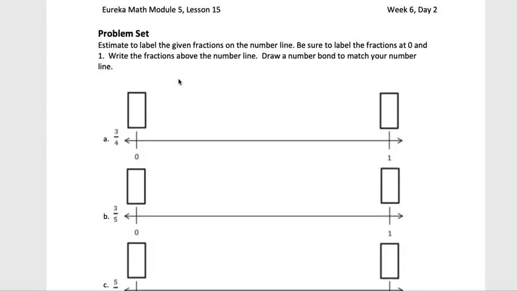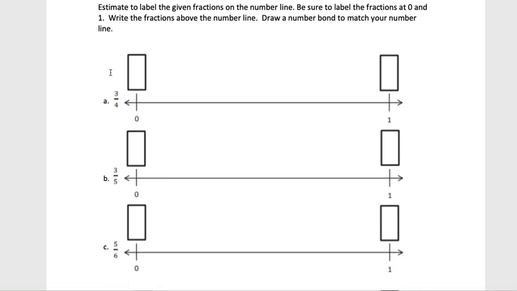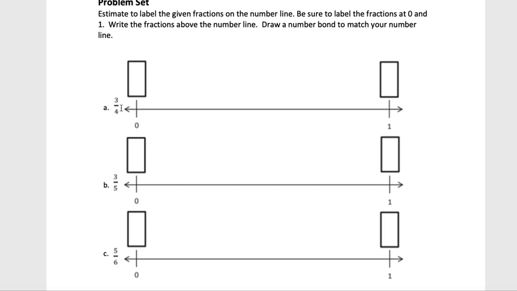Now, for your problem set, you are going to be partitioning the number lines, labeling the fraction at 0 and 1, and then writing the fraction above the number line. It does ask you to draw a number bond to match your line. So for example, our first fraction is 3/4. That means you are going to partition.